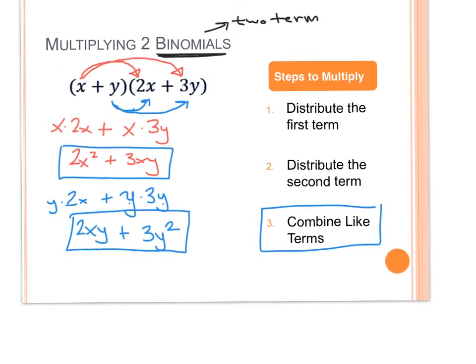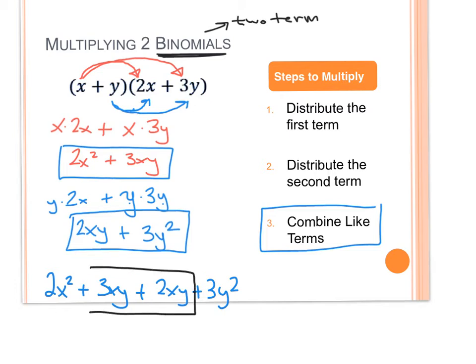So I'm going to zoom out just a little bit so I have a little more space. But I'm going to basically put these together. So 2x squared plus 3xy plus 2xy plus 3y squared. And then I have two like terms right here in the middle. Both have the xy.